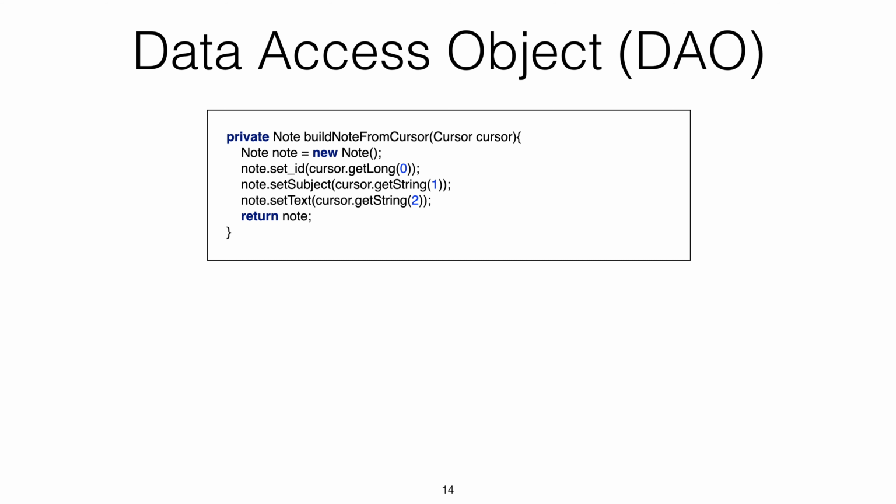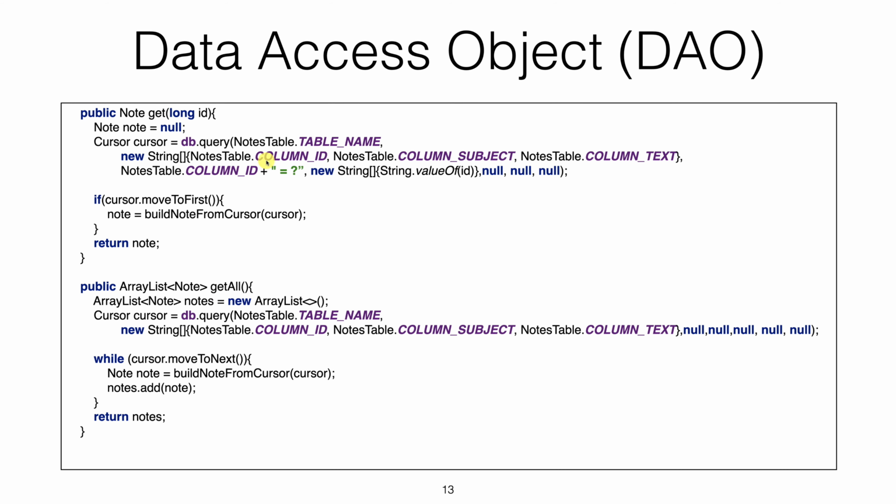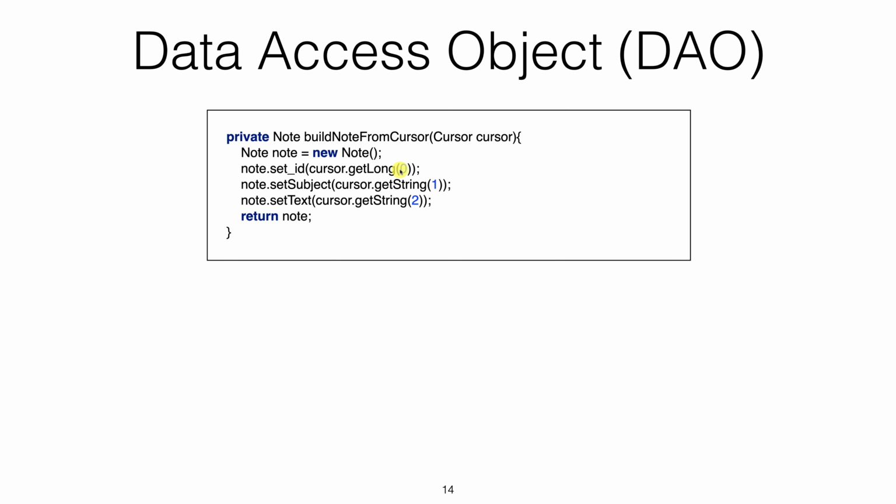Now, how do we retrieve stuff from a cursor? Given a cursor, we just say cursor.getLong 0. That 0 is the index of the column. See here the columns, the first column at location 0 is the ID, and then it's the subject, and then it's the text. That's why you will see here 0, 1, 2. So basically 0 identifies the first column, second column, and third column based on what you have written in your query, right? And you can get a string, get a long, and so on. So that's how we get the note, right?